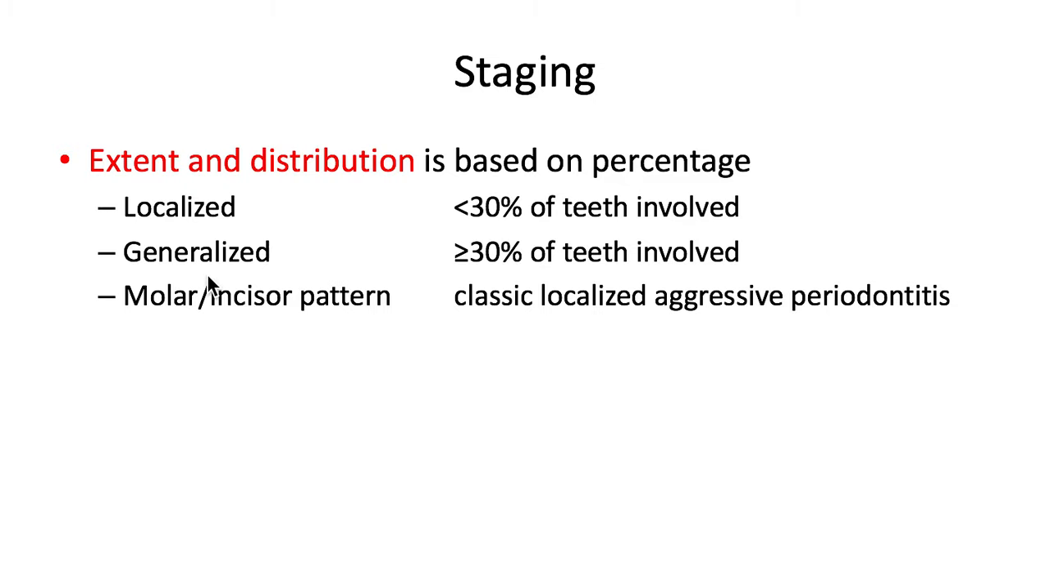And again, if molars and incisors are exclusively involved, we don't call it localized, we call it a molar incisor pattern to be even more specific. And since there's no longer aggressive periodontitis, that's no longer a thing after this new classification system was announced, we call it molar incisor. So you take one of these three and add it to the stage as a descriptor. So you could call it localized stage 3 or molar incisor stage 4, for example.